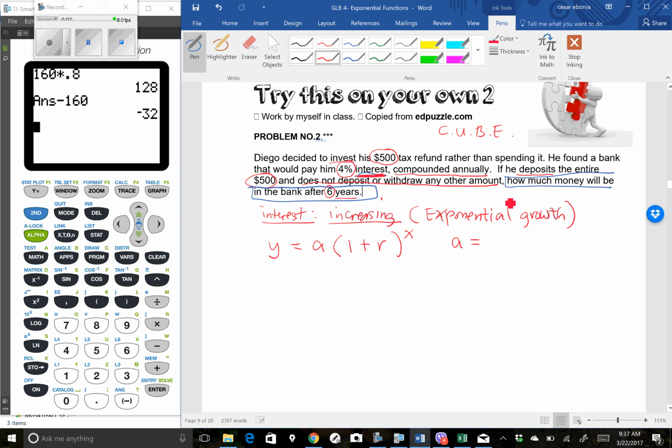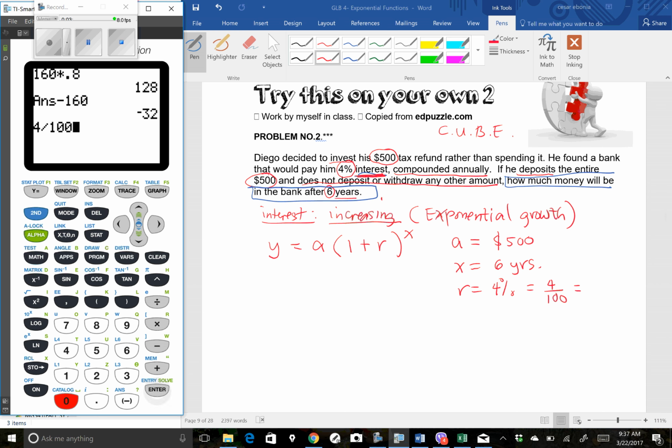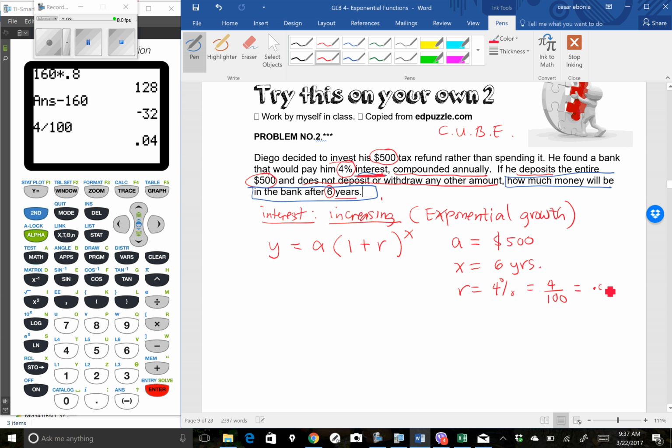So we have a is equal to the beginning amount, $500, and the time is 6 years, and your r is usually in percent, so you have here 4%. And always change this one to decimal by dividing 4 by 100, and you have here 0.04. And simply substitute the values you have identified. So we have a is 500 times (1 plus r, which is 0.04) raised to the exponent 6.